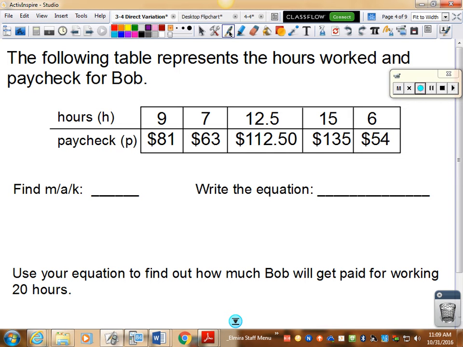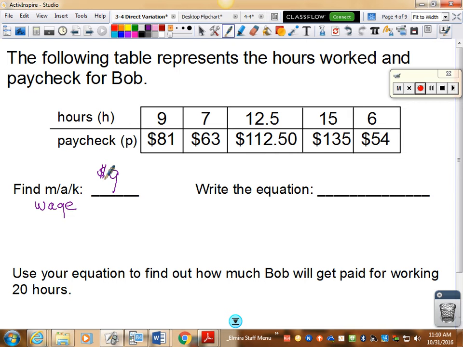When it is saying to find the M or the A or the K, remember how we said all those 3 letters essentially mean the same thing. We're trying to find Bob's wage in this scenario. If he worked 9 hours, he got $81. If he worked 7 hours, he got $63. So how much is he getting paid for 1 hour? Well, I bet a lot of you are saying 9 times 9 makes 81, and 7 times 9 makes 63, and you would be correct.